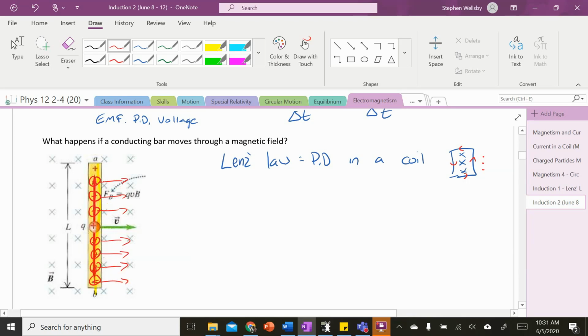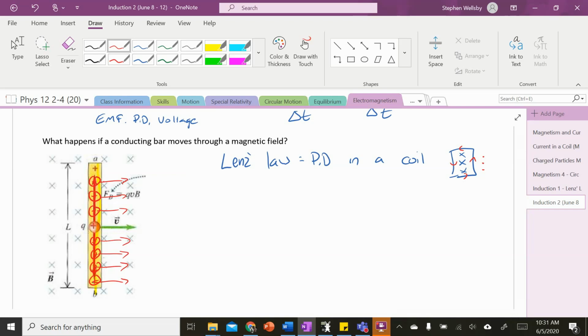Now, if we have a positive charge that's moving to the right, and we've got a magnetic field that's acting into the page, what direction is the force going to be on that charge? So take a minute, think about which rules you might have learned that might help you with this. So you've got a positive charge moving to the right in a magnetic field that's into the page. What direction is the force going to be on that individual charge that's moving to the right?